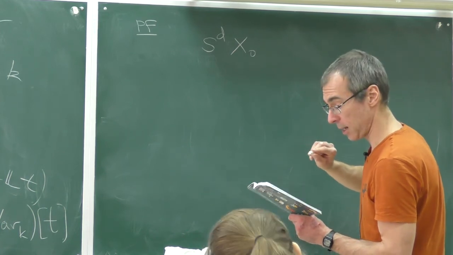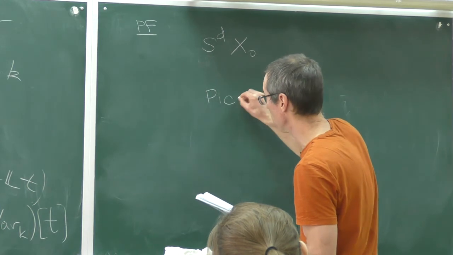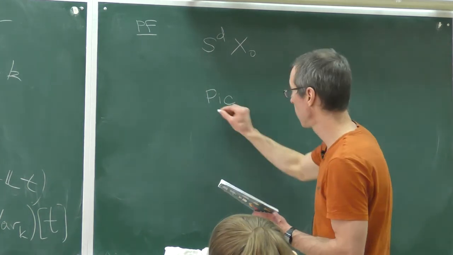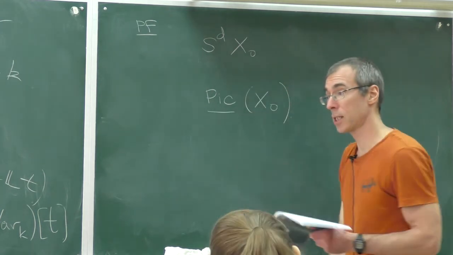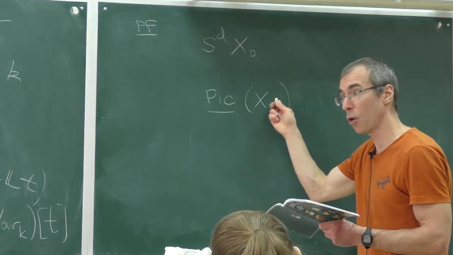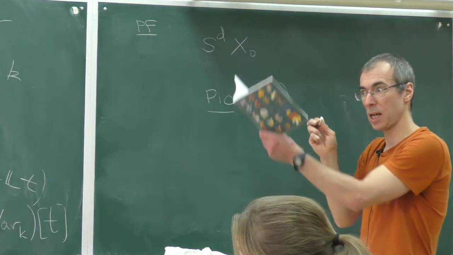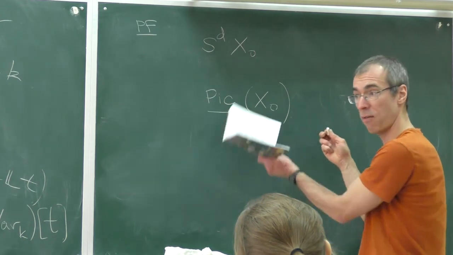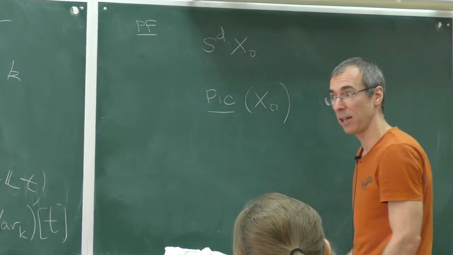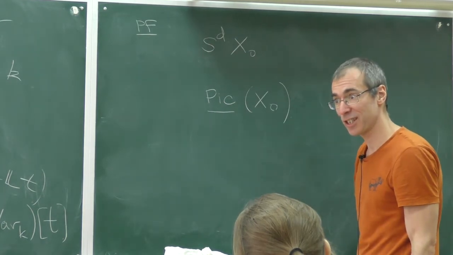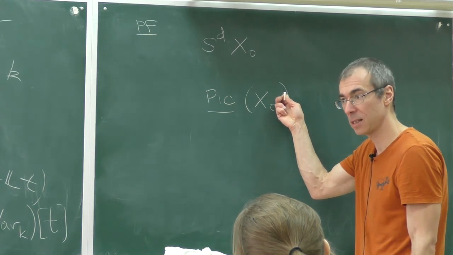Another variety attached to a curve is the Picard scheme of a curve. What is the Picard scheme of a curve? The Picard scheme of the curve is a moduli space of line bundles on this curve, right? So what is a moduli space of line bundles? You don't define this scheme by equations. You define the functor it represents, right?